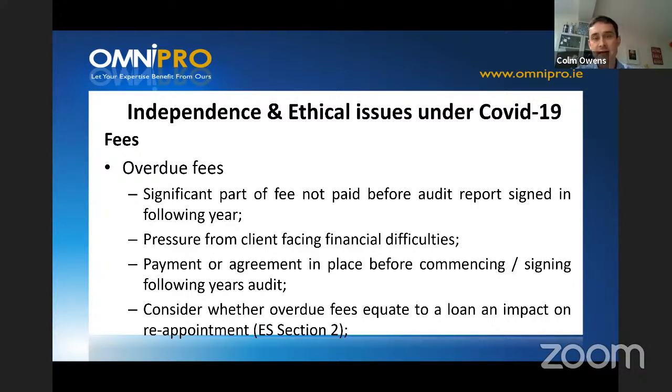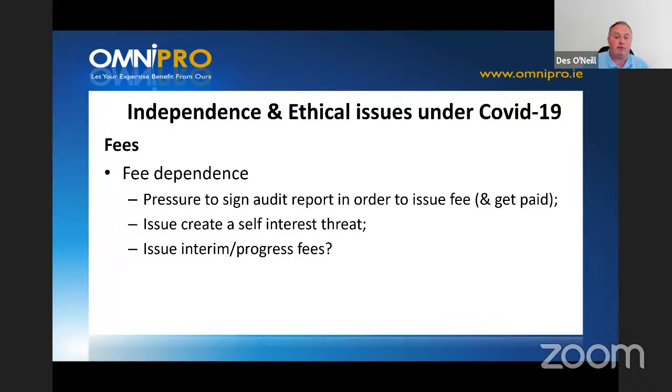So look, again, it's not for me, Colin, to start talking about the overdue fee issue with my Profit Pro hat on. Yes, it should never, ever, ever arise. But practically, it does arise, and practically, yes, it is a COVID-19 problem. And this comes back to the point that you've been pushing the Profit Pro on, the pressure to sign all the reports in order to issue a fee and get paid.